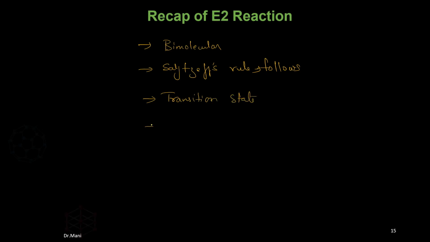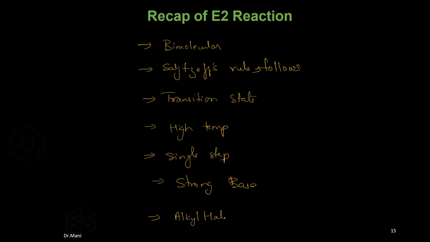And remember the E2 reaction will happen more readily at high temperature. And it's a single step reaction. And it requires a strong base. And if you see the alkyl halides, tertiary is greater than secondary is greater than primary. And whatever solvent we are using, it is a fixed solvent. So we can use EtOH or we can use other solvents.